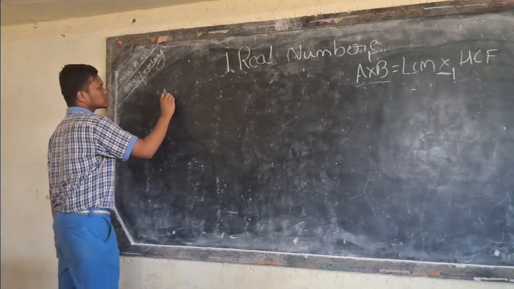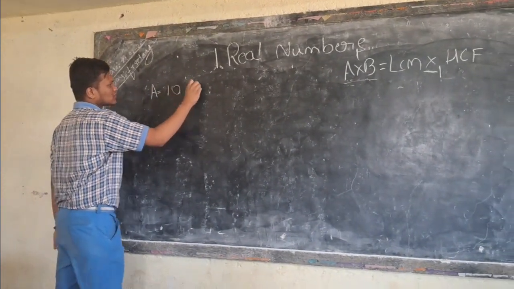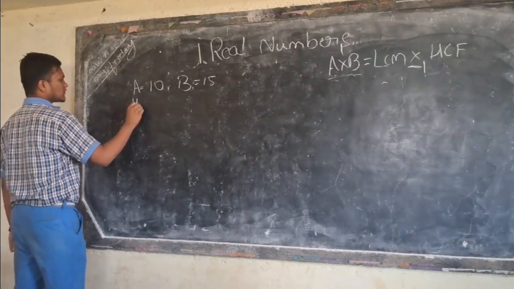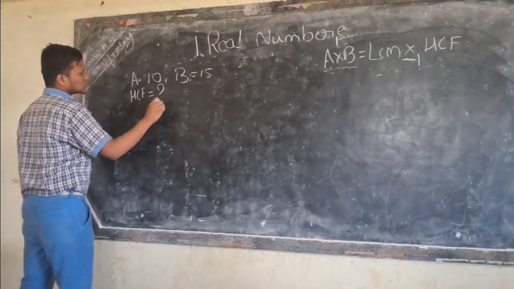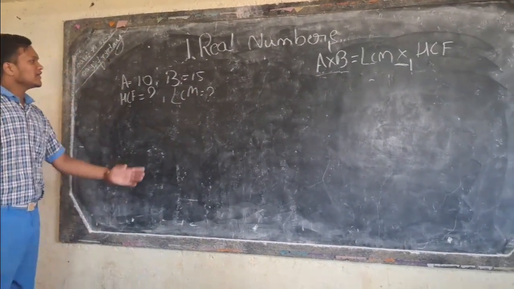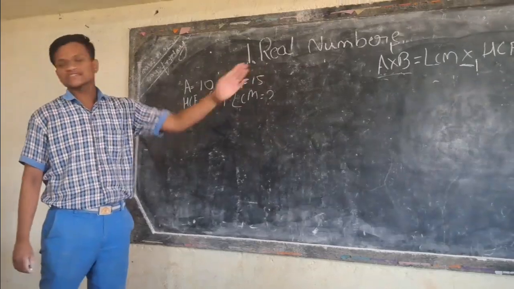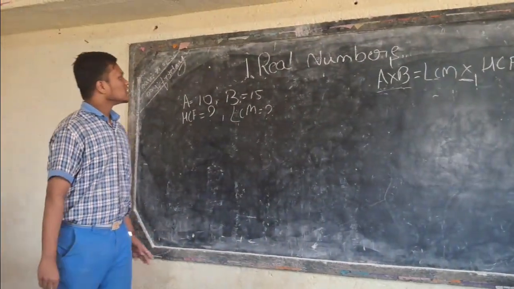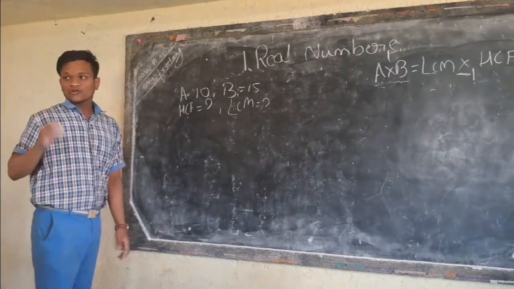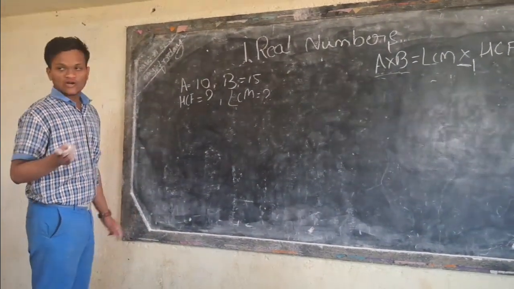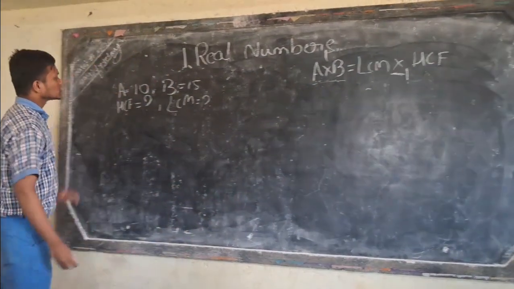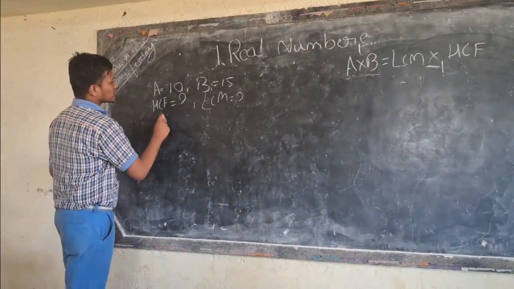Let's take A is equal to 10, B is equal to 15. They haven't given HCF as well as LCM, but they ask to find the value of LCM by using this relation. If you did it by the factorization method, they do not give you full marks because you do not use this relation. So first find out the HCF.